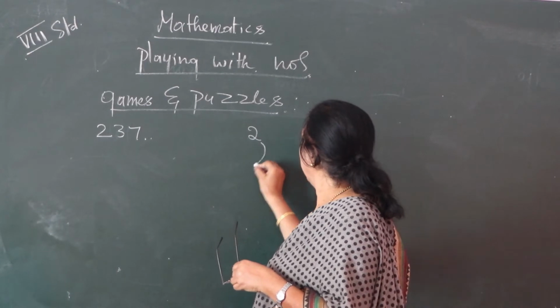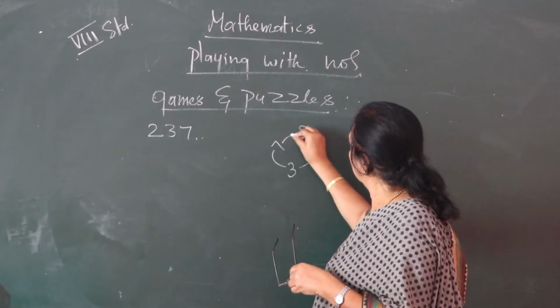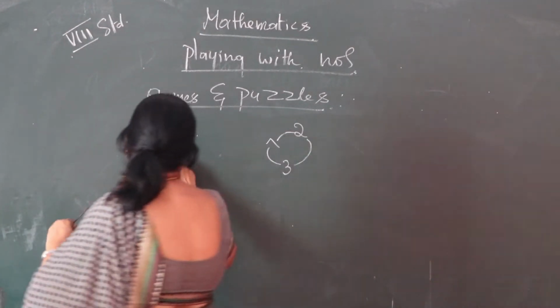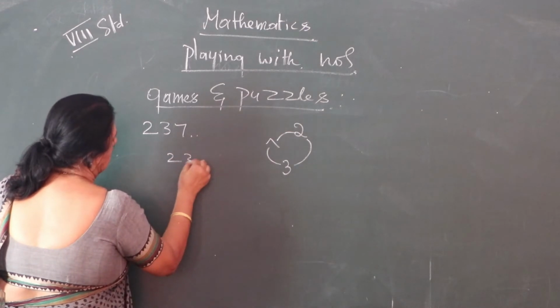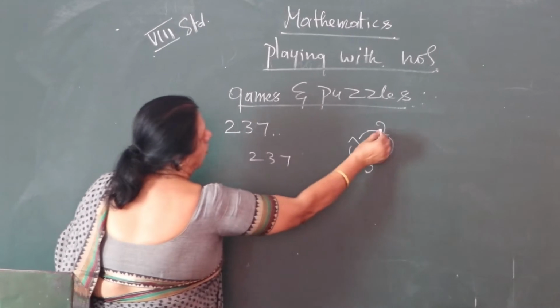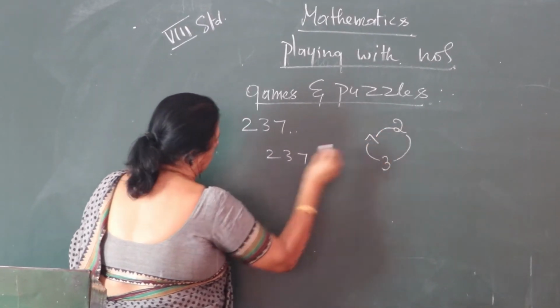2, 3, 7. One number is 2, 3, 7. So 2, 3, 7.